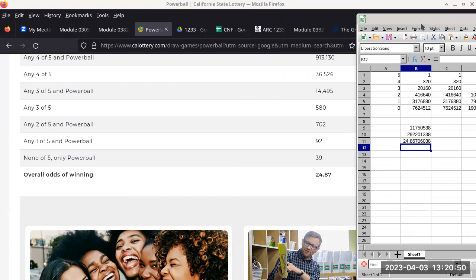So this number is kind of tricky because it's basically saying if you buy, every time you buy 25 tickets-ish, you get something. So for every $50 that you spend, you get something.